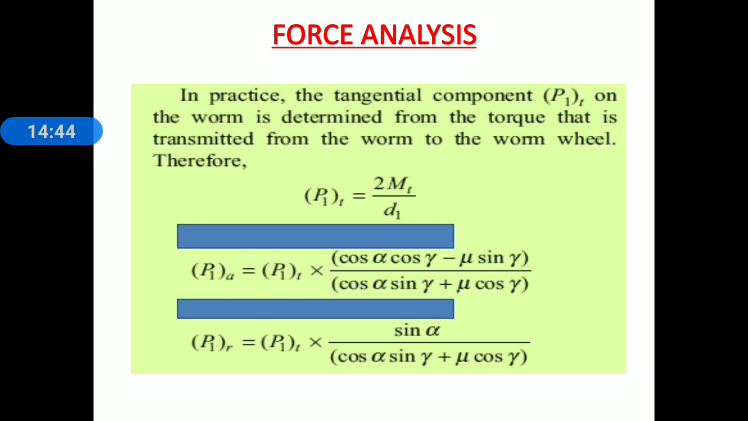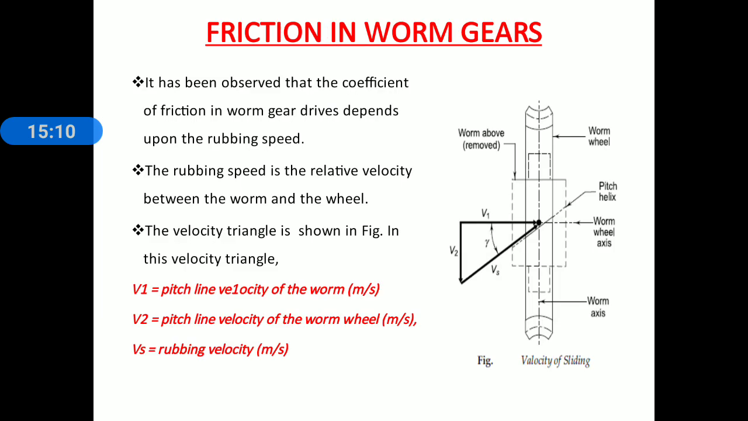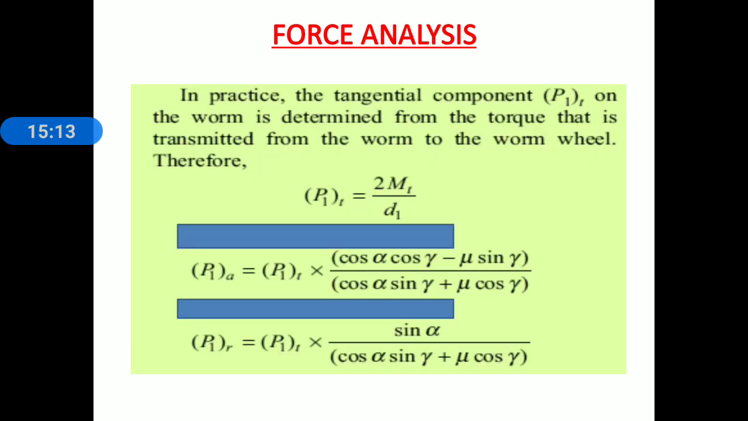Similarly, radial component P1R divided by tangential component P1T is equal to P sin alpha divided by P into bracket cos alpha sin gamma plus mu cos gamma. Again P and P get cancelled, and therefore the radial component P1R is equal to P1T into sin alpha, whole divided by bracket cos alpha sin gamma plus mu cos gamma. Okay, now this is the complete force analysis of a worm gear. These are the components of the resultant tooth force acting on a worm.